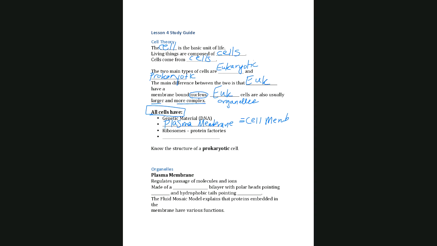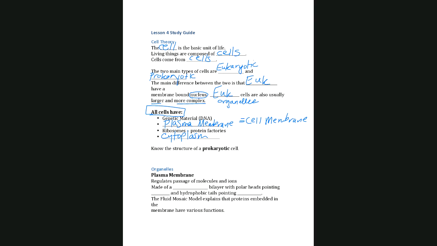But it is not the same thing as a cell wall. We'll talk about a cell wall later. A cell wall is in addition to a plasma membrane, and not all cells have a cell wall. So they're not the same thing. Ribosomes are another component of all cells. This is where proteins are produced in the cell. And lastly, all cells have to have cytoplasm, which is sort of like the liquidy, soupy part inside the cell.